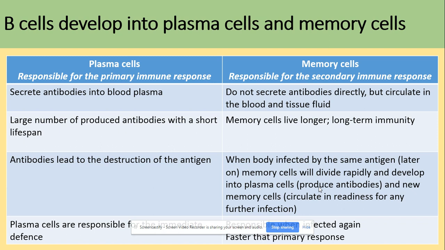So plasma cells then will be involved in the immediate defense, and in terms of the memory cells, they will act faster than the primary response, so they kind of remember this antigen and have those complementary antibodies in place.